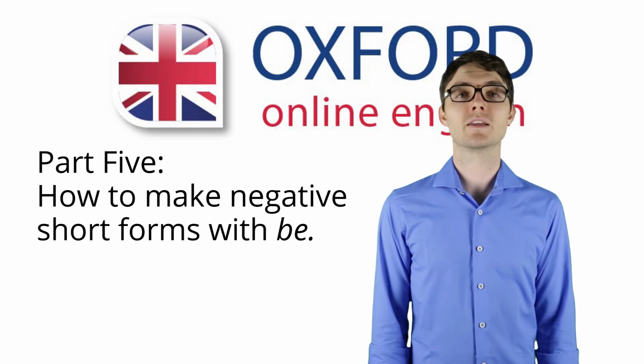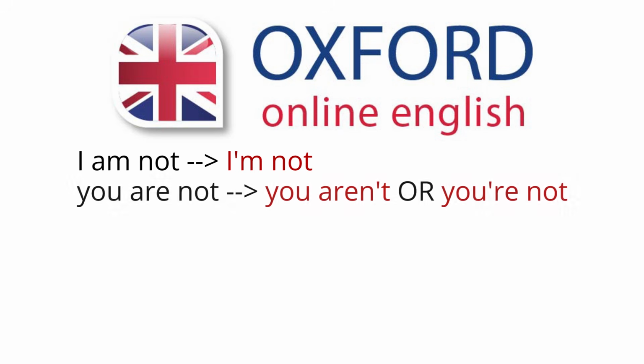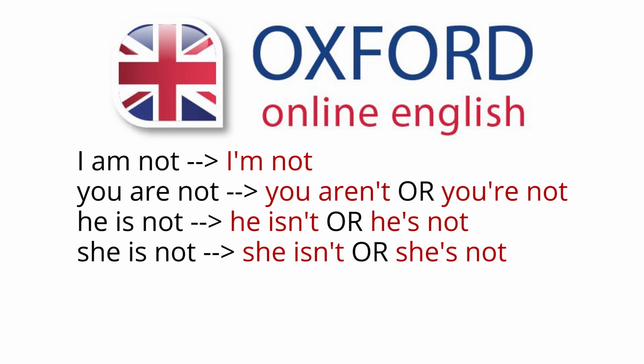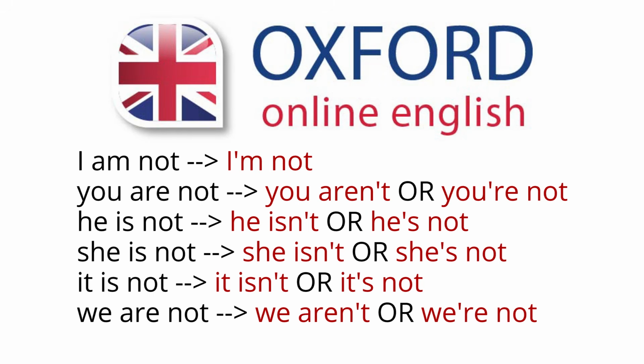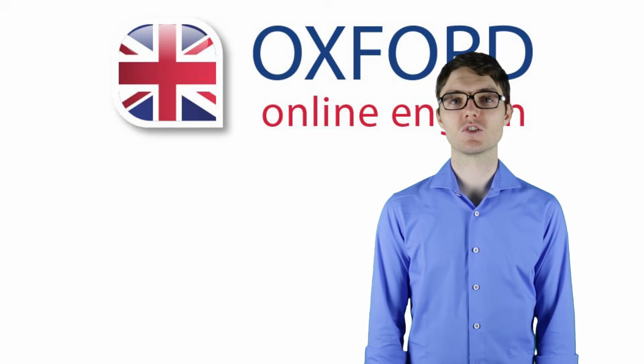What about short forms with negatives? Let's look. I am not. I'm not. You are not. You aren't. You're not. He is not. He isn't. He's not. She is not. She isn't. She's not. It is not. It isn't. It's not. We are not. We aren't. We're not. They are not. They aren't. They're not.